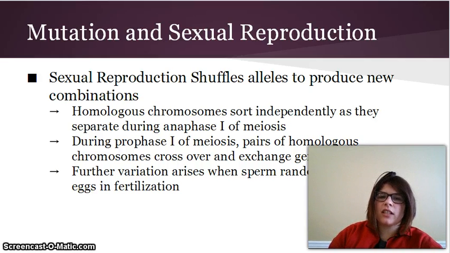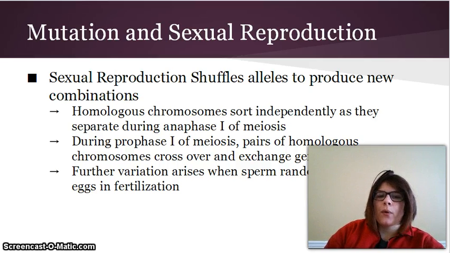So sexual reproduction shuffles these alleles to produce new combinations. Remember, all of that meiosis. So we have those homologous chromosomes. They sort independently as they separate during anaphase 1 of meiosis. So remember that law of independent assortment? This is really coming into play with evolution.